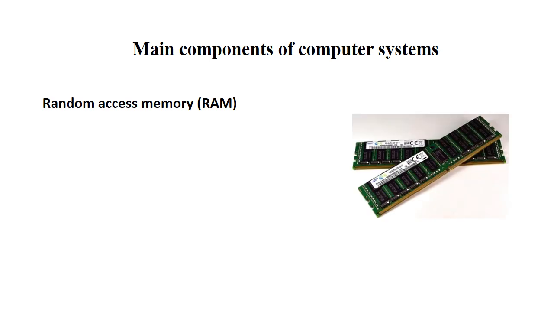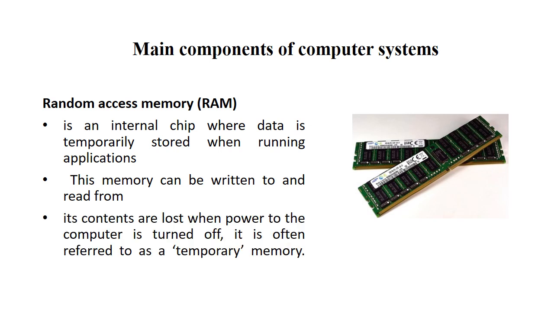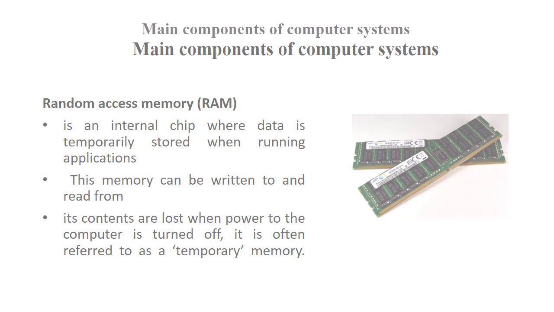The other component that we are going to look at is random access memory. This one, which is depicted in the image. So RAM is an internal chip where data is temporarily stored when running an application. This memory can be written to or read from. Its contents are lost when power to the computer is turned off. It is often referred to as temporal memory.